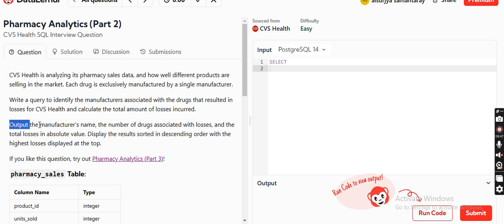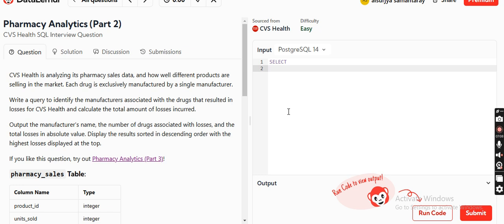What they have written here: the output should have manufacturer's name, number of drugs (not drug names) associated with the losses, and the total losses in absolute value. So absolute value also they have mentioned.